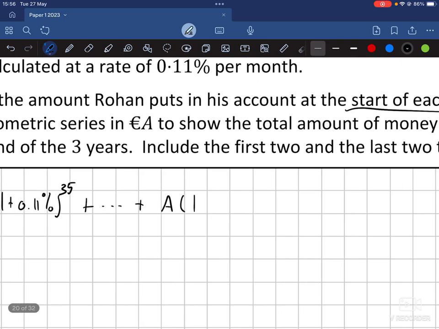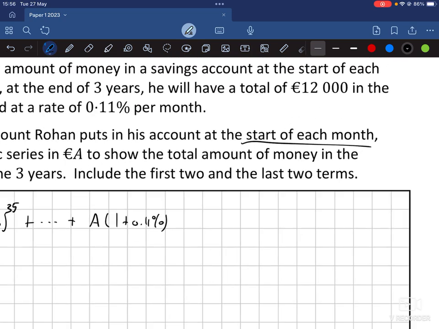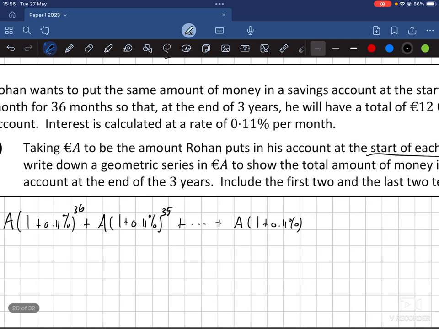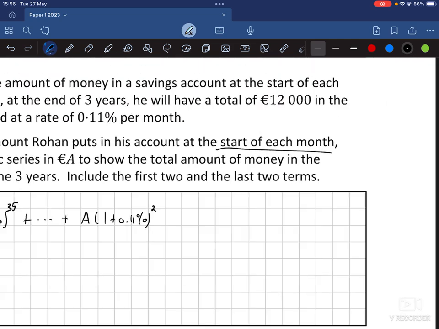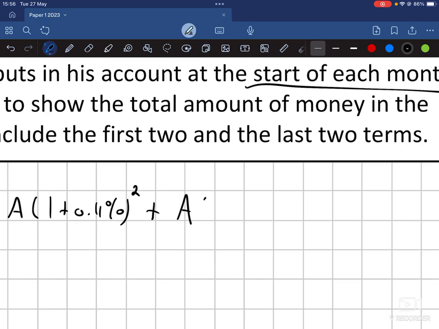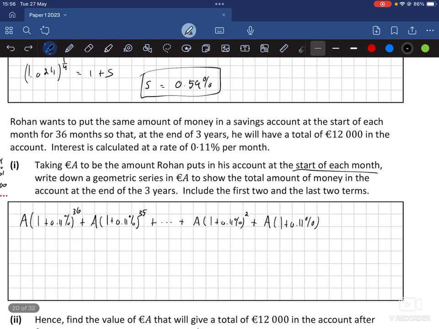So what's that going to be, I wonder? Okay, I think the powers are going to be 2, because he puts it in, yeah, that should be 2, and then plus A by 1 plus 0.11%, and that's going to be to the power of 1, so we have to write everything as right as that, and that's going to be because it depreciates each month. Yeah, that looks right.